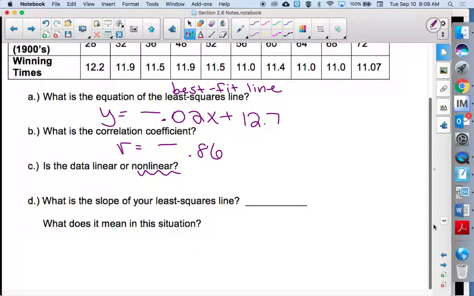So what is the slope of the line? What does it mean? Well, we know the slope is that m value. But what does it mean? And this is like that part where you're interpreting. So Josh, what does it mean? Each year the time goes down 0.02. Yeah.